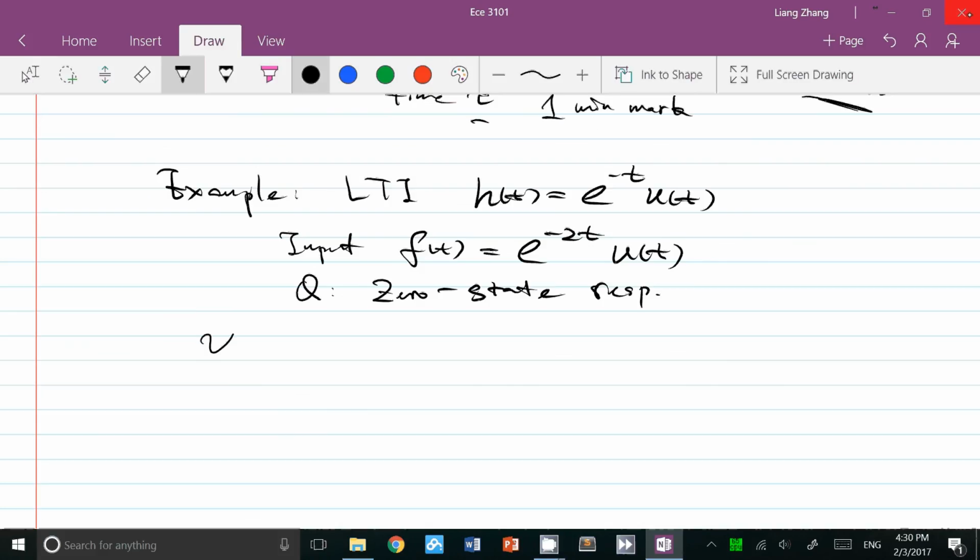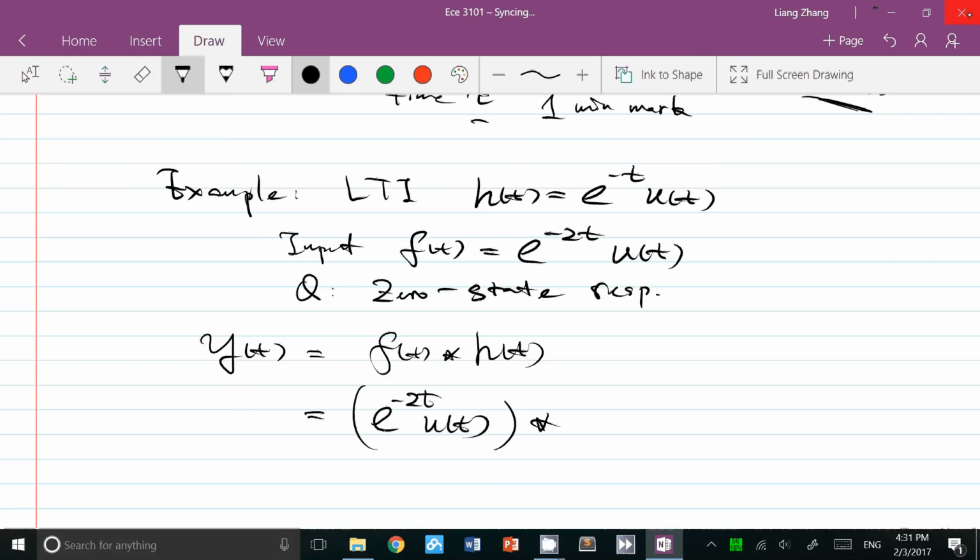Now, the response apparently will be the convolution integral based on our current knowledge, meaning we have to take the convolution integral between the input and the unit impulse response. So f of t star h of t.